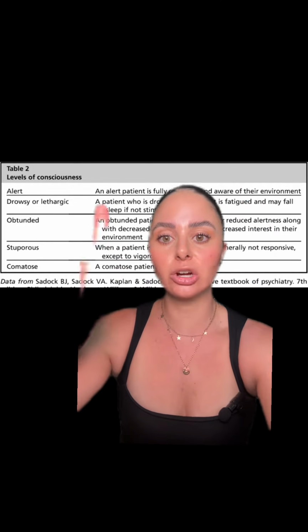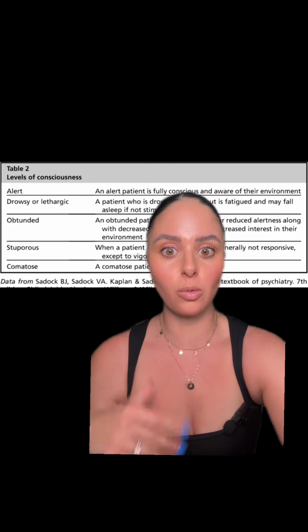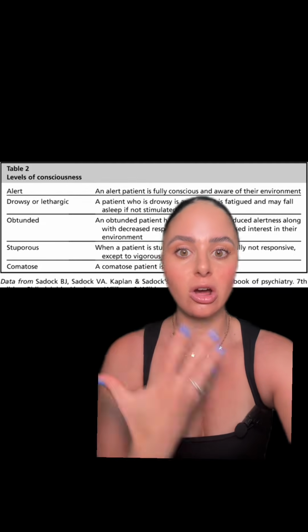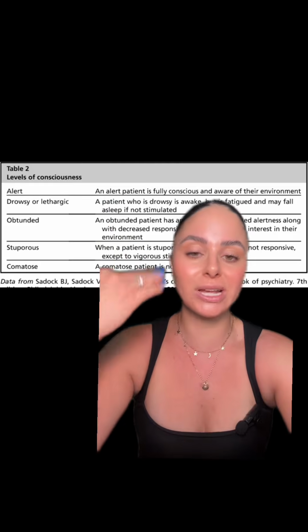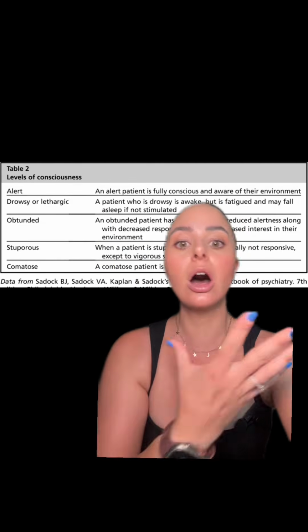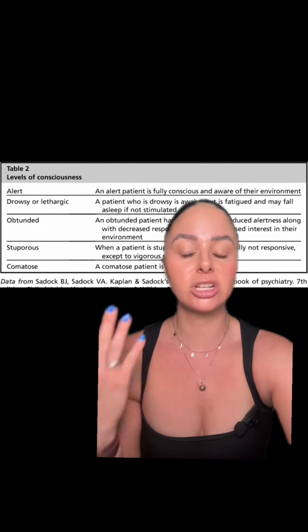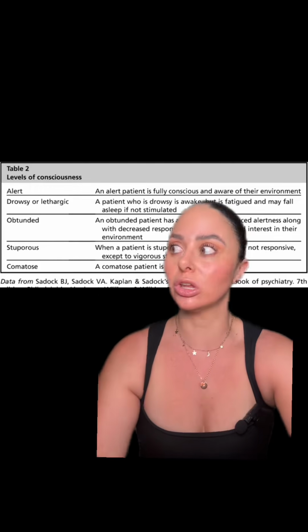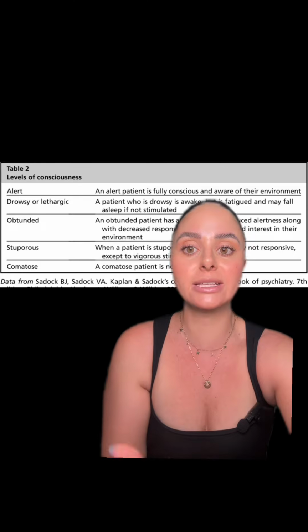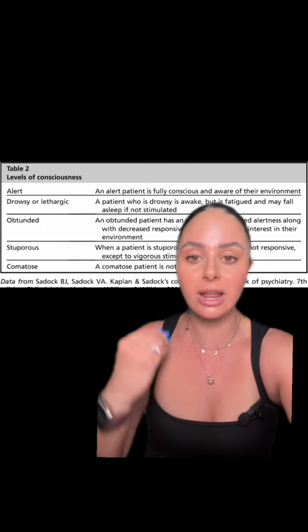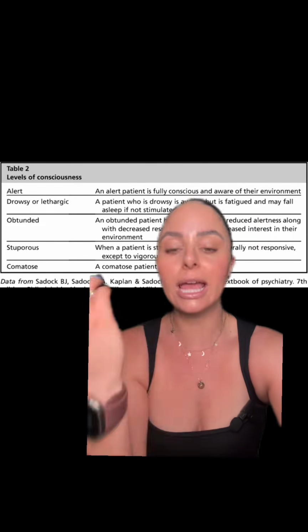So the first one's alert. Alert is you and I right now. We are awake. We're able to sustain our consciousness. We're able to have a conversation. Not to say that alert patients always have conversations, but they are aware of their environment. These are patients with their eyes open. They're able to look around. Maybe they're having conversations. Maybe they're able to vocalize. Maybe they're just taking in information, but they are participating in their environment.